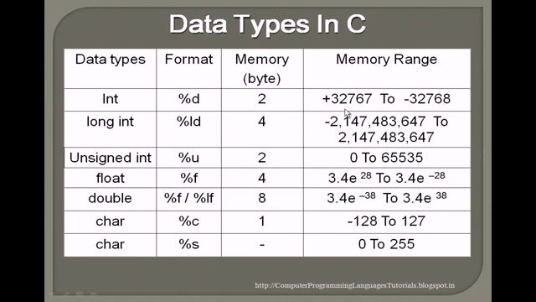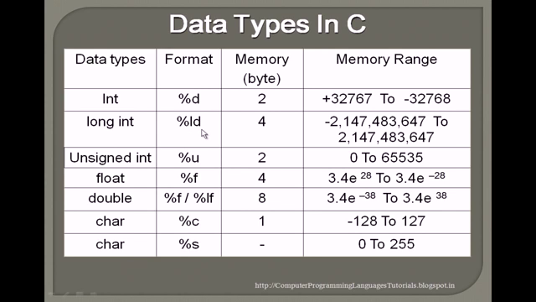The range is 32767 to minus 32768. If you want to store the salary of an employee, and if you have a salary of 40,000, is it possible to store in integer? No, it is not possible. Why? Because it has a range only up to 32767. Got it? Okay.